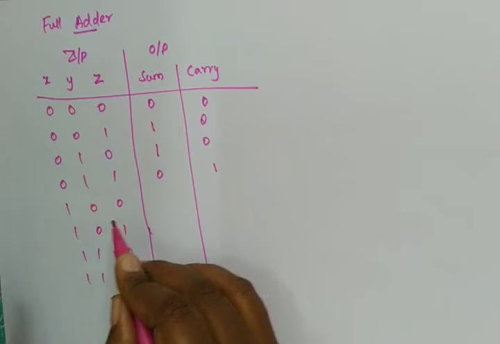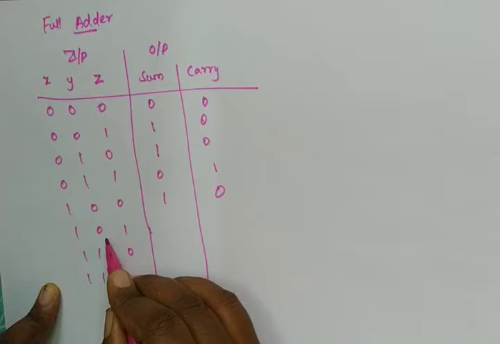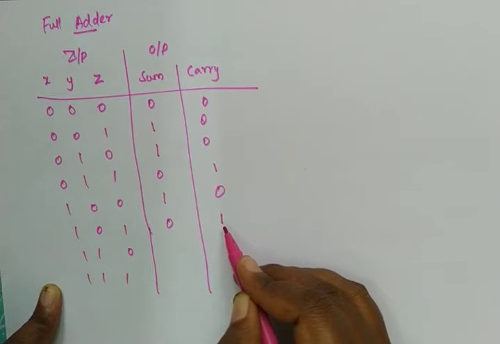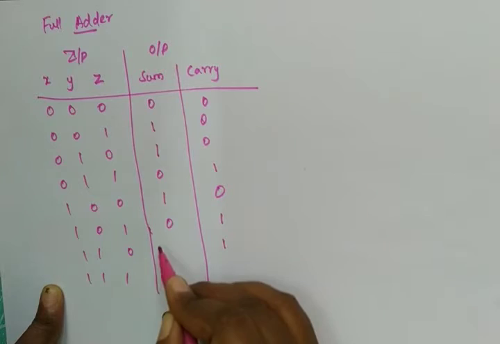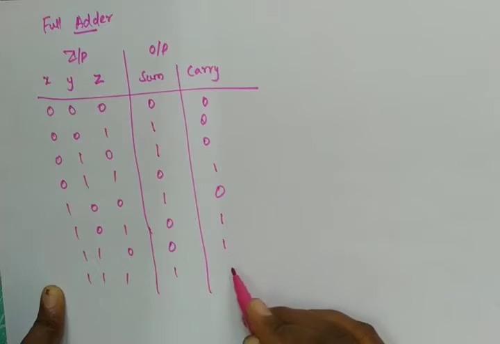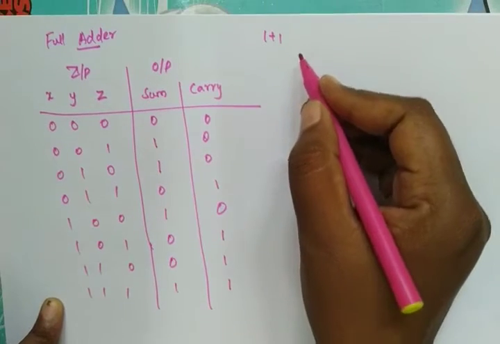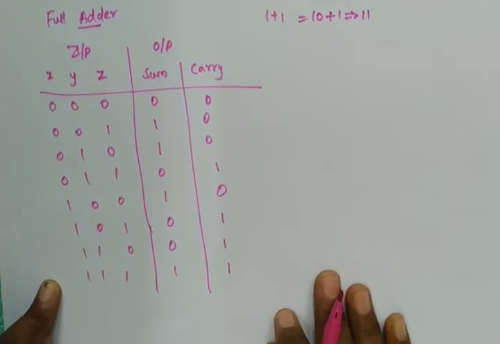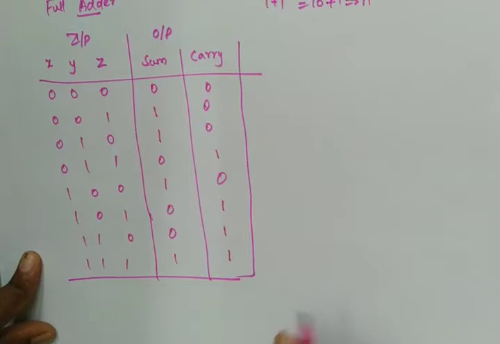Now 1 plus 0 is 1. Then 1 plus 0 is 1. So no carry. 1 plus 1 is 0 with carry 1, because 1 plus 1 is 10, so carry is 1 and sum is 0. 1 plus 1 is 10, and 10 plus 1 is 11. So we have to represent 1 in sum and carry. If you add 1 plus 1, it is equal to 10. If you add 10 plus 1, that will be equal to 11. So we will get 1, 1 in sum and carry. This is how we have to perform the binary addition.